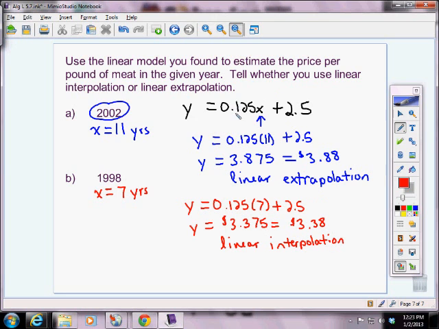Once you write your model and you end up writing it in slope-intercept form, it's easy to make predictions on information you don't have, in this case, number of years since 1991. If the data falls outside, in this case, outside of 1991 to 99, like 2002 did, it's linear extrapolation. But if it falls within the data, like 1998 did, then it's called linear interpolation.